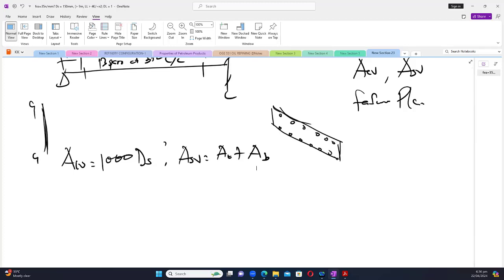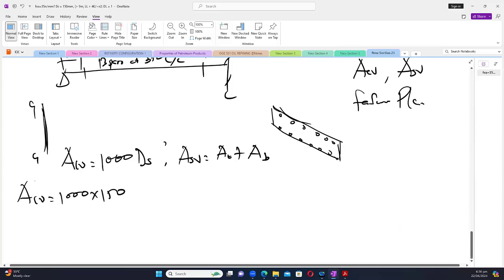So let's get ACV. ACV is 1,000 times DS, which is 150, right? So this will give us 150,000. Okay, this is millimeter squared. As for ASV, we need AT.